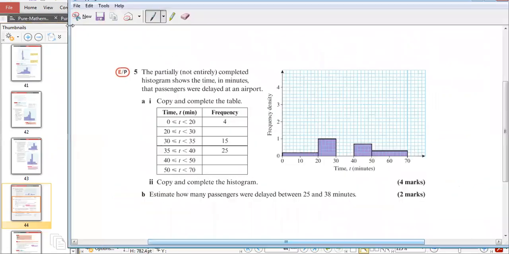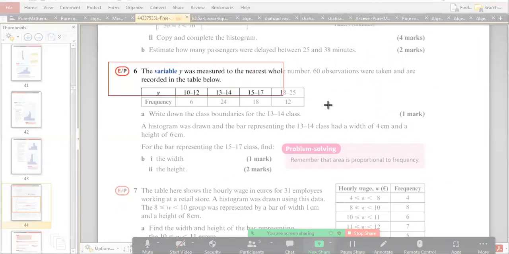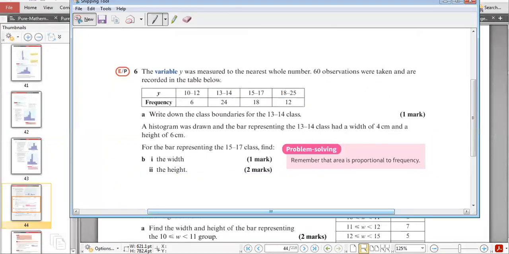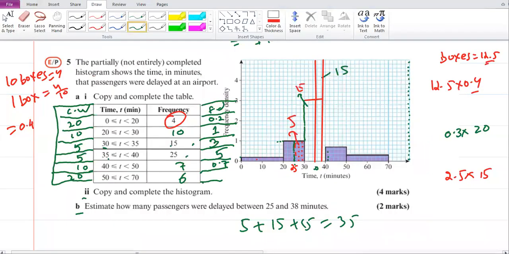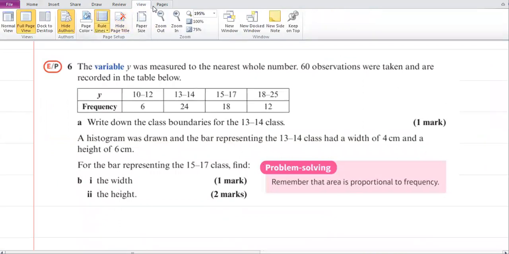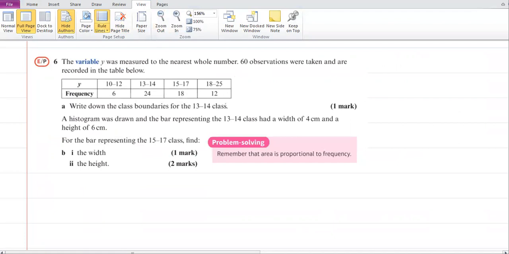This one is about the histogram, for writing the histogram. The variable y was measured to the nearest whole number. 60 observations were taken and are recorded. Write down the class boundaries for 13 to 14 class.